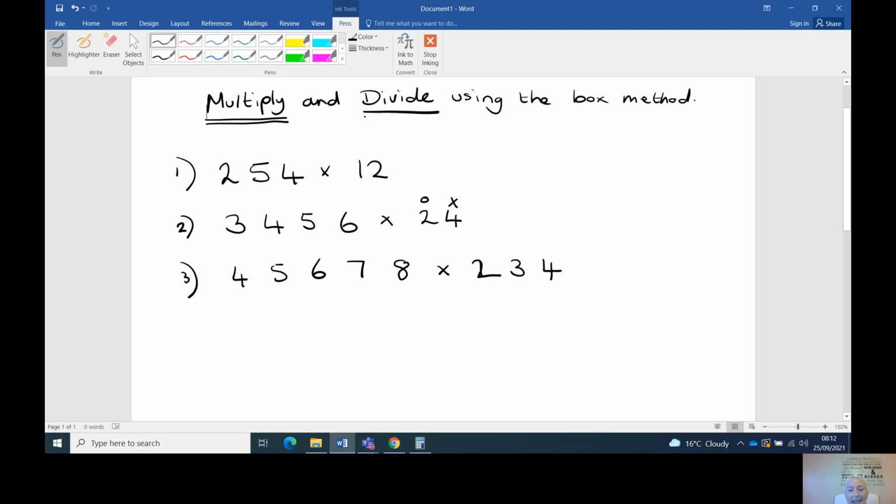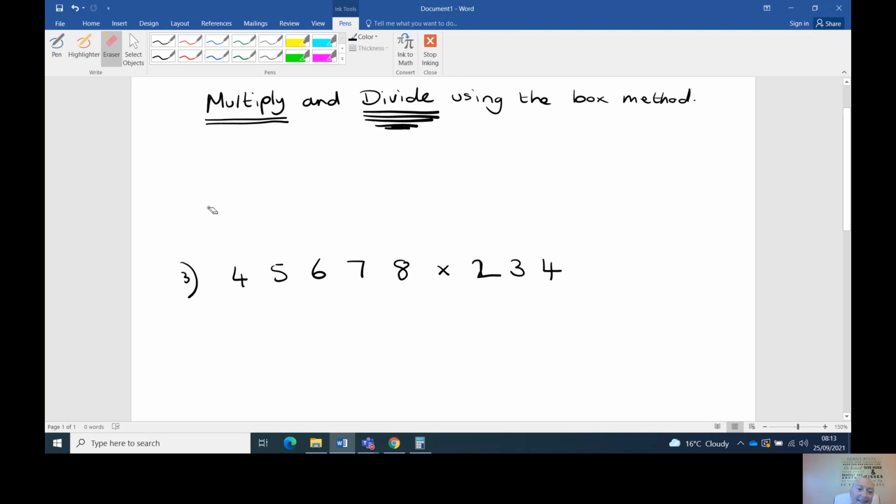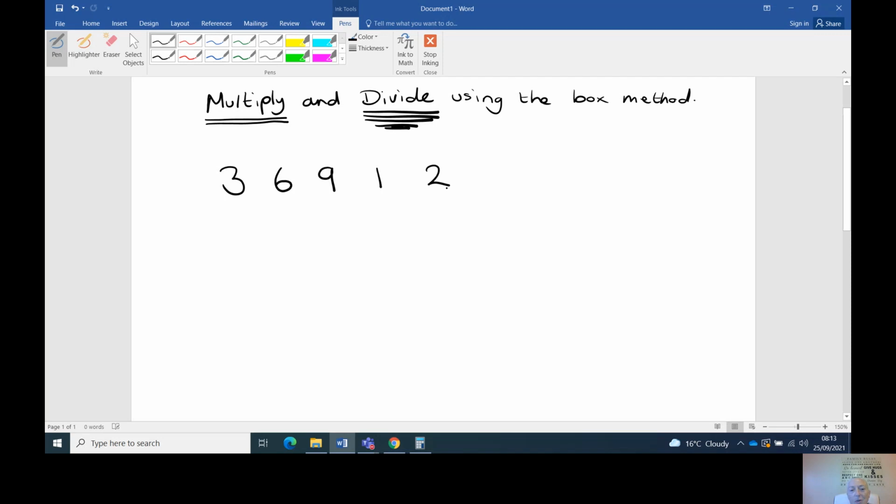Now, divide tends to be the one that most people struggle with. And there is a similar method. It's very similar to the bus stop method that you were taught in school, okay? But again, I just like it because it boxes it up and it's just a bit neater, I think. So again, we're going to use a very easy number. We're going to use 3, 6, 9, 1, 2 divided by 3.